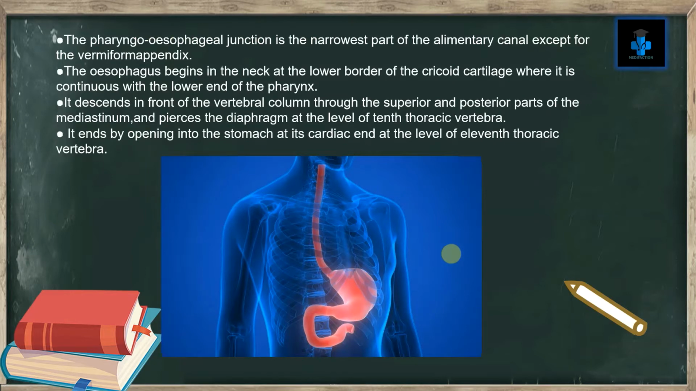The pharyngo-esophageal junction is the narrowest part of the alimentary canal except for the vermiform appendix. The esophagus begins in the neck at the lower border of the cricoid cartilage, where it is continuous with the lower end of the pharynx. It descends in front of the vertebral column through the superior and posterior parts of the mediastinum and pierces the diaphragm at the level of the 10th thoracic vertebra. It ends by opening into the stomach, as you can see here, at its cardiac end at the level of the 11th thoracic vertebra.